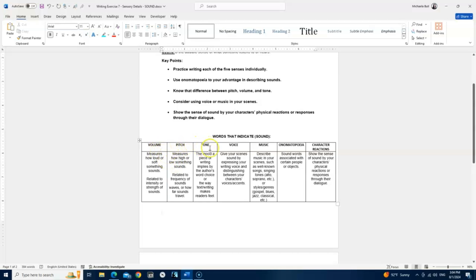In the third column, I have tone. When we're discussing tone when it comes to writing, tone is actually the mood a piece of writing implies by the author's word choice or the way text or writing makes readers feel. So that is what tone is when it comes to writing.